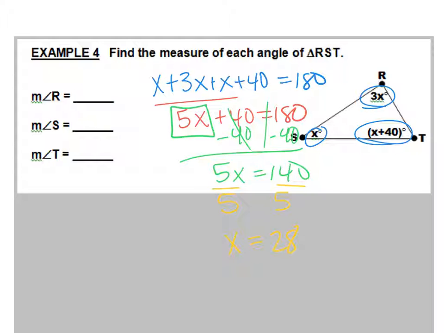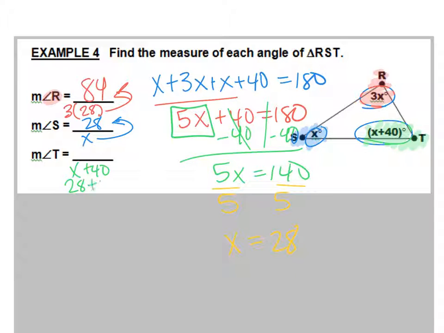So they are asking me to come back and identify angle R. Angle R over here is 3X, so that would be 3 times 28, which is 84. They want angle S. Angle S is just X, so X is 28. And then angle T, which is X plus 40, so 28 plus 40, which is 68.